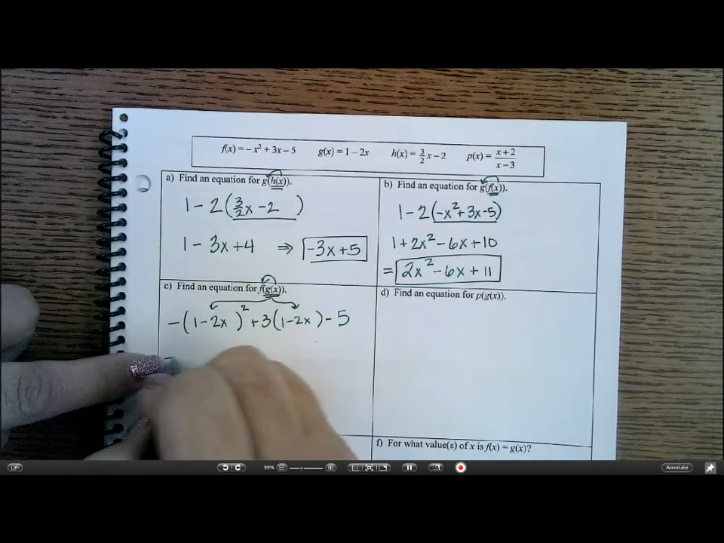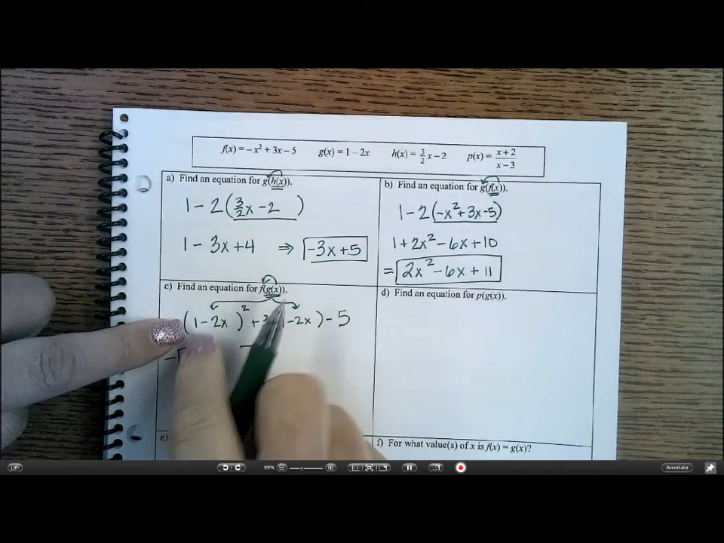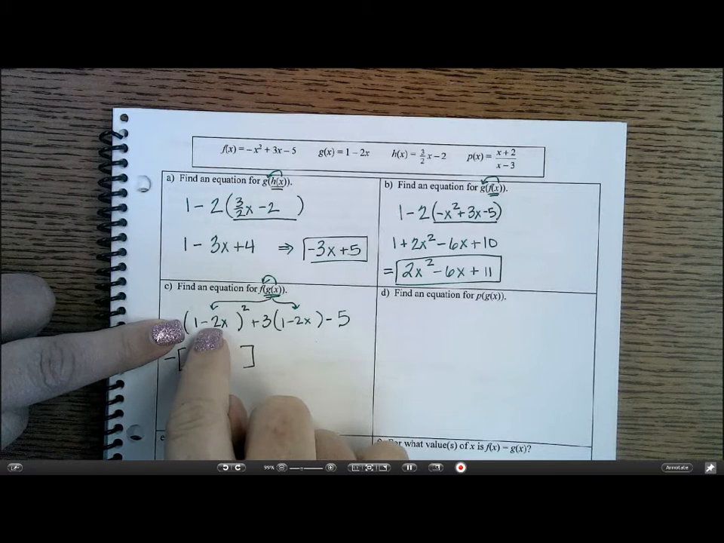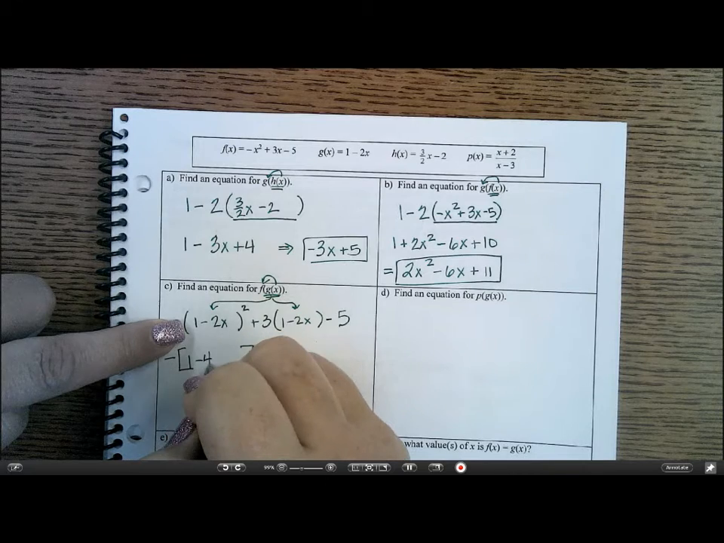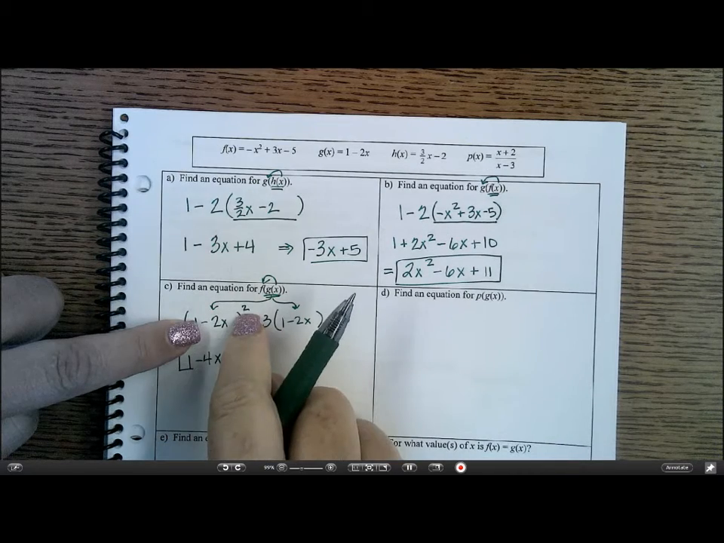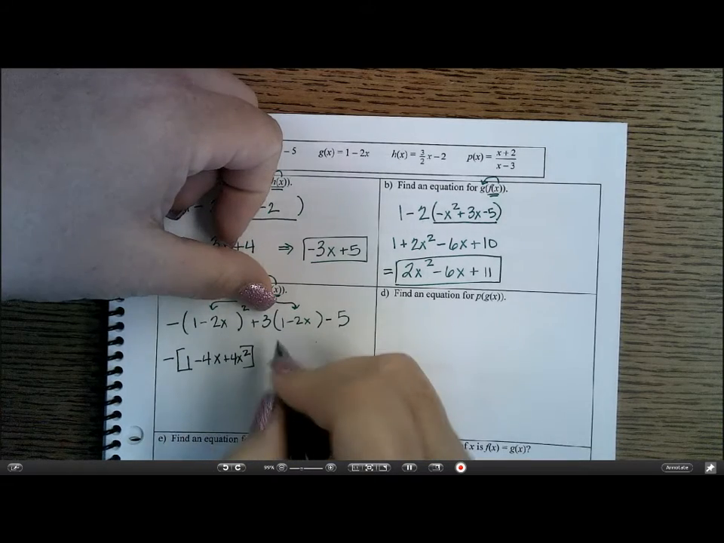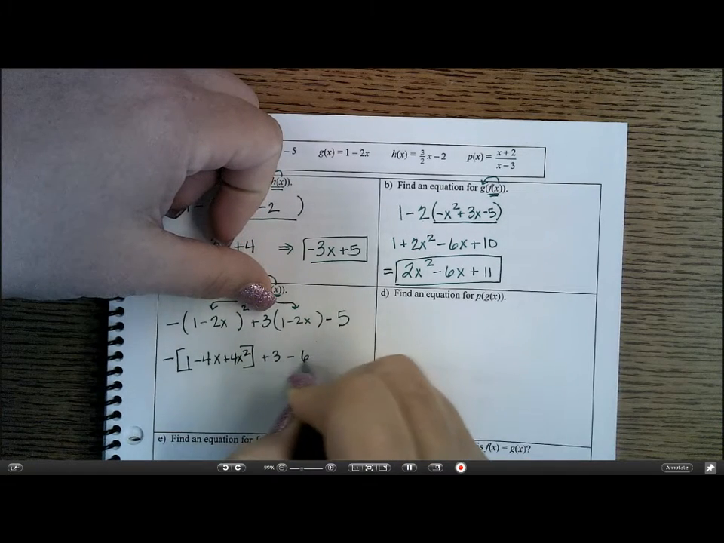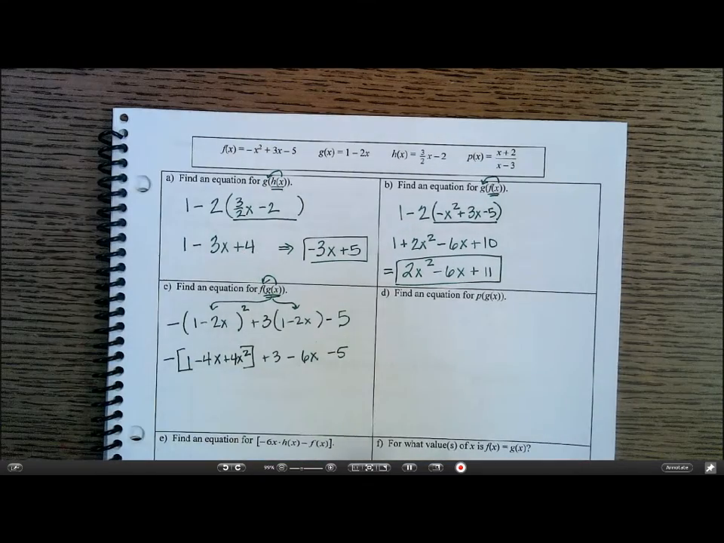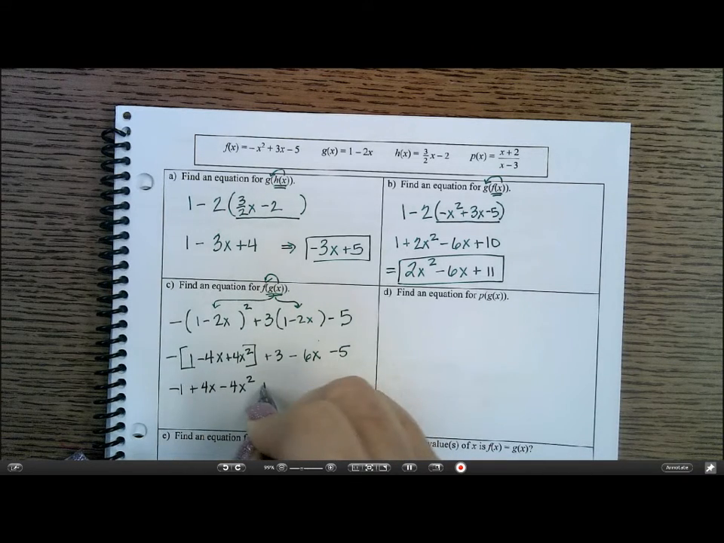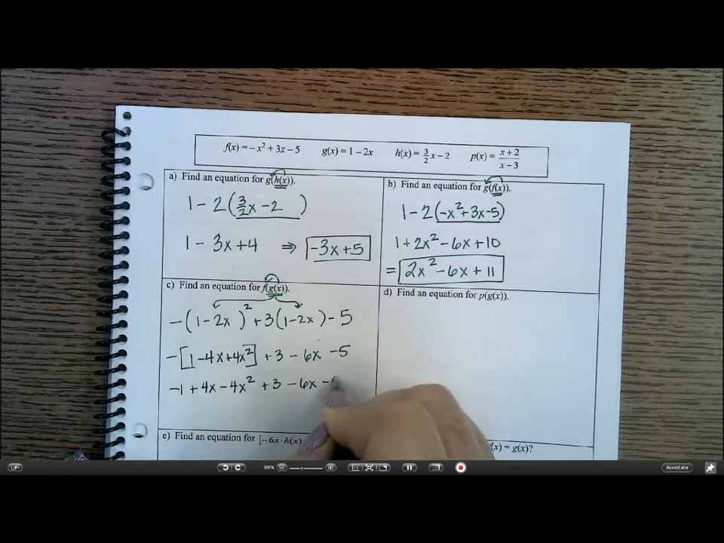So we need to simplify 1 minus 2x squared is going to be 1. Multiply these two together, you get negative 2x. And then double it, so you get negative 4x. Negative 2x squared is going to be positive 4x squared. Distribute that 3. Bring down that negative 5. Distribute this negative, we get negative 1 plus 4x minus 4x squared. And I'm just bringing down everybody else.